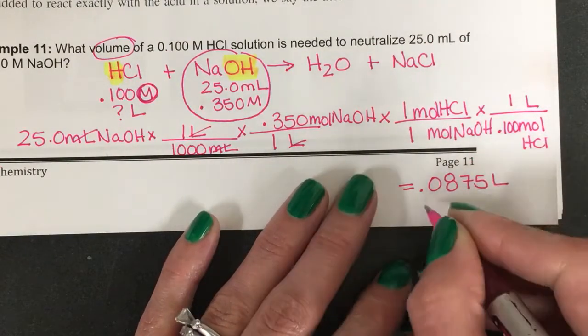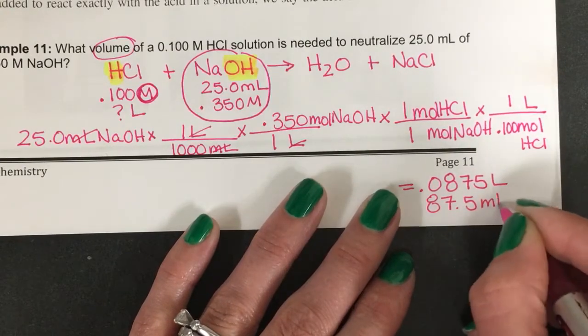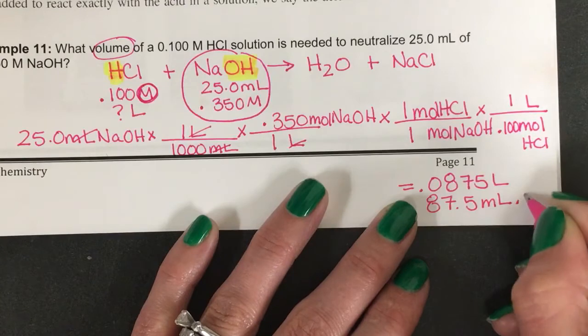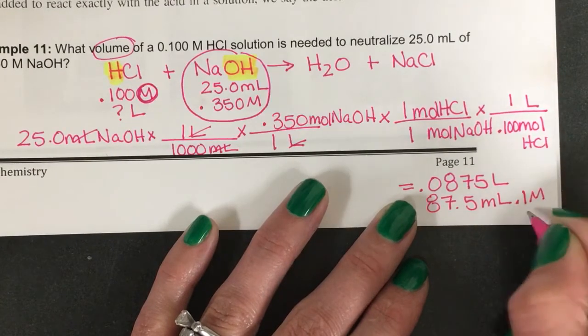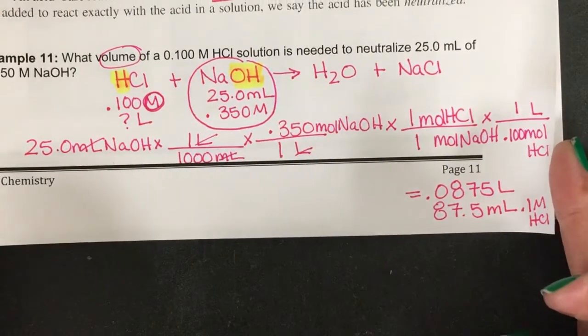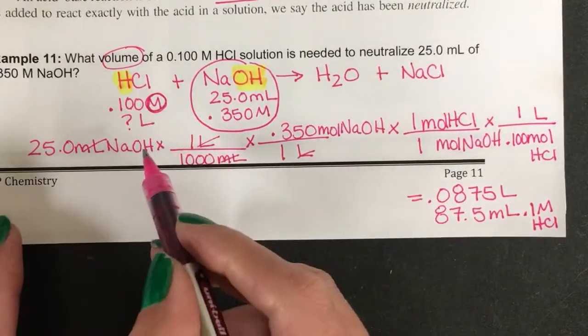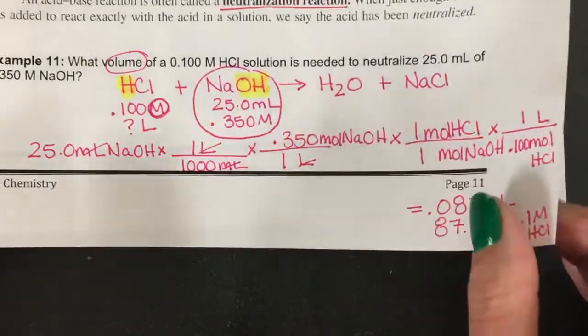1, 2, 3. 87.5 milliliters of 0.1 molar HCl. Okay? So it looks pretty much the same as we did with precipitation reactions, only now I'm using molarity more than once. Okay?